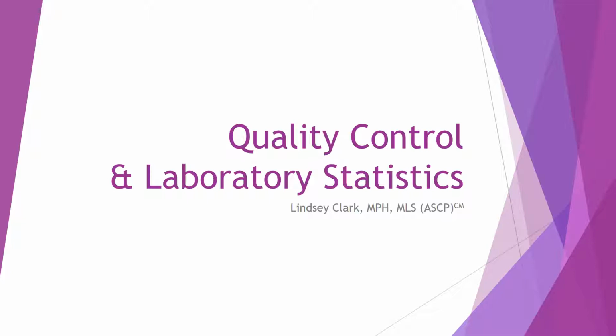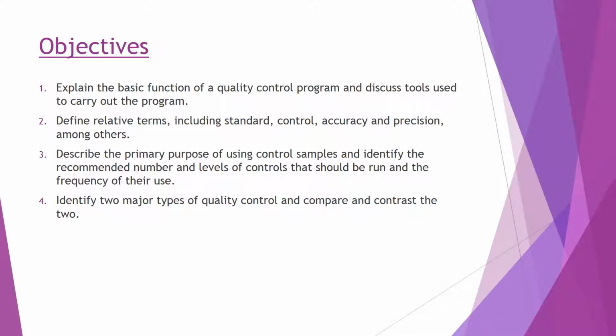The objectives for today's lecture: number one, explain the basic function of a quality control program and discuss tools used to carry out the program. Number two, define relative terms including standard, control, accuracy, and precision, among others. Number three, describe the primary purpose of using control samples and identify the recommended number and levels of controls that should be run and the frequency of their use. Number four, identify two major types of quality control and compare and contrast the two.